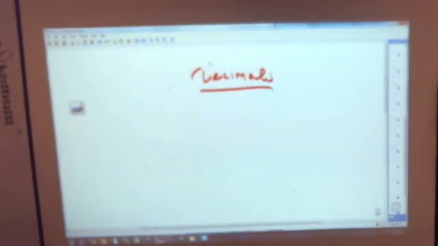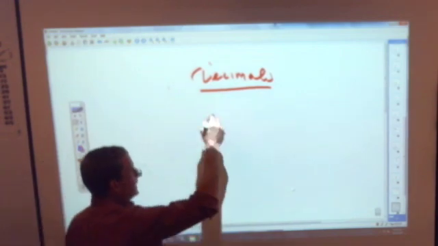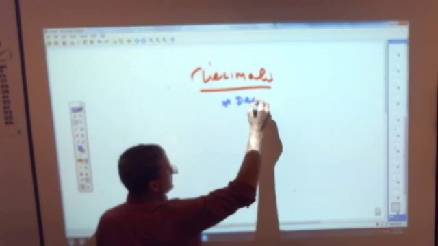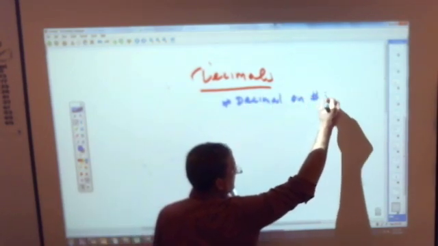Today, our brief yet exciting adventure begins with decimals on a number line. So here is the gist. Maybe you'll get it today, maybe you won't. Decimals on a number line.